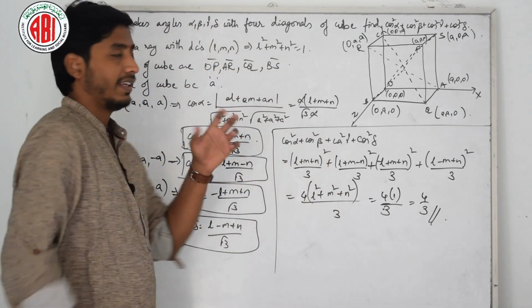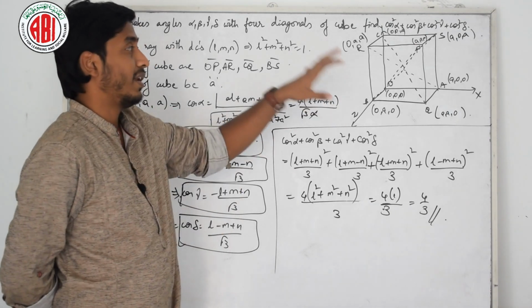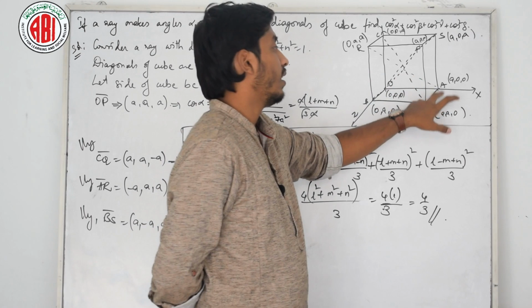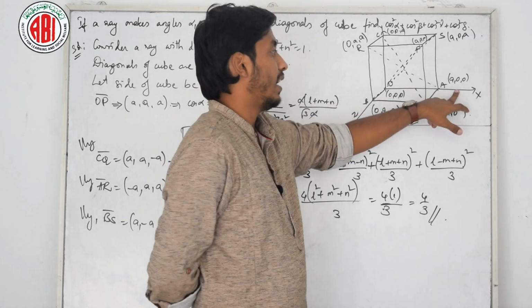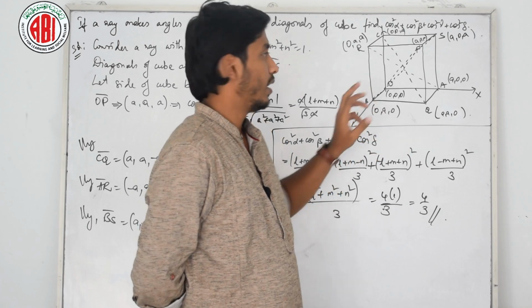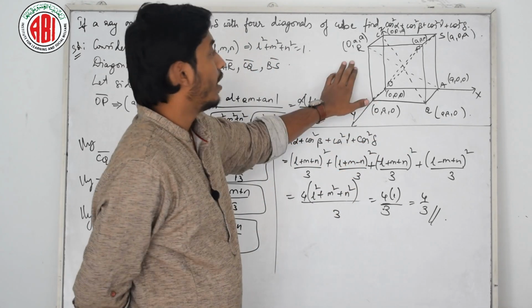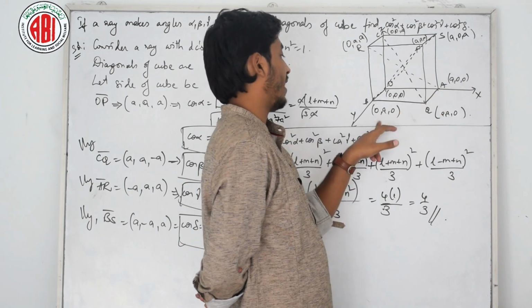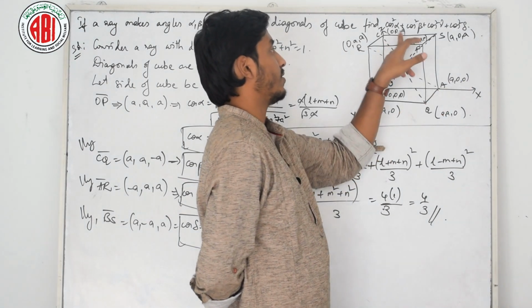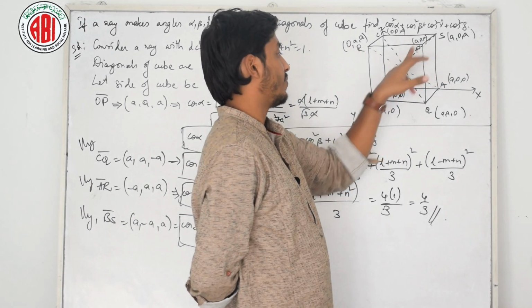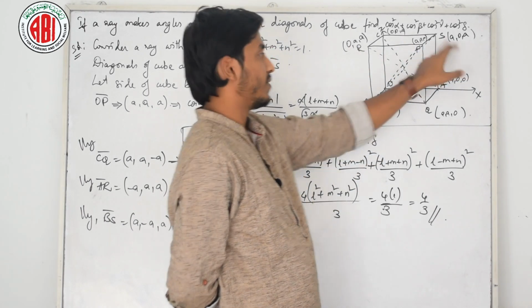Once again, try to remember the diagram in a formal way. That is, here the points A, B, C are (A, 0, 0), here (0, A, 0) and here (0, 0, A). Isn't it? Fine. Now look here, what will be the point on the x axis? (A, 0, 0), on the y axis (0, A, 0), on the z axis (0, 0, A), right? These are the different vertices, that is P, Q, R, S and all other points we will write.